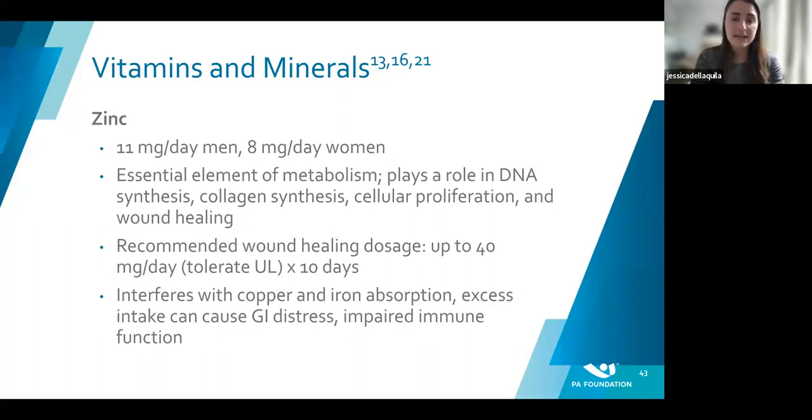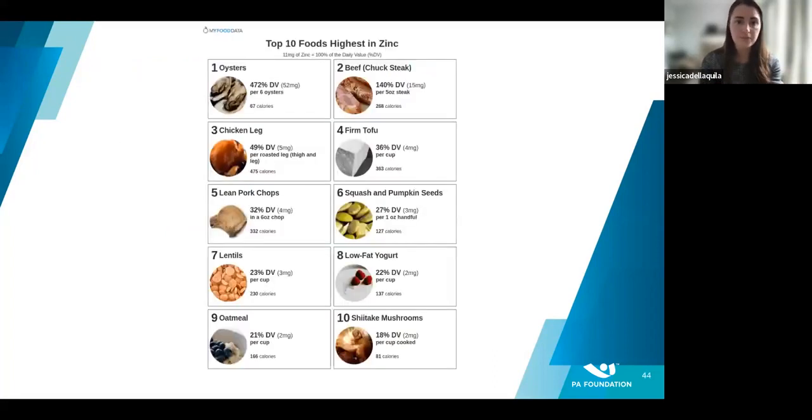Zinc is something else that is supplemented with wound healing. Usually we would only prescribe zinc for a certain amount of time. It can be important to check the levels as well, because zinc can actually displace copper, so it can throw off immune function and cause GI distress. So that's an important one to monitor as well. This is a supplement that the patient should not be on long-term. And these are some great food sources for zinc, so those can be reviewed with your patient as well.